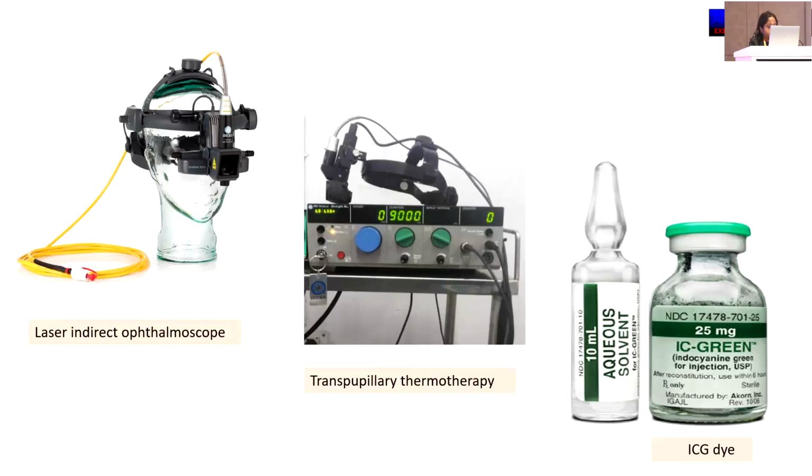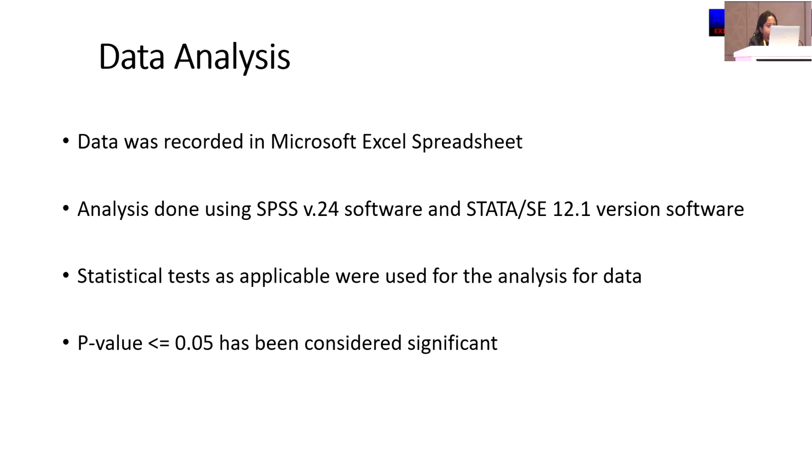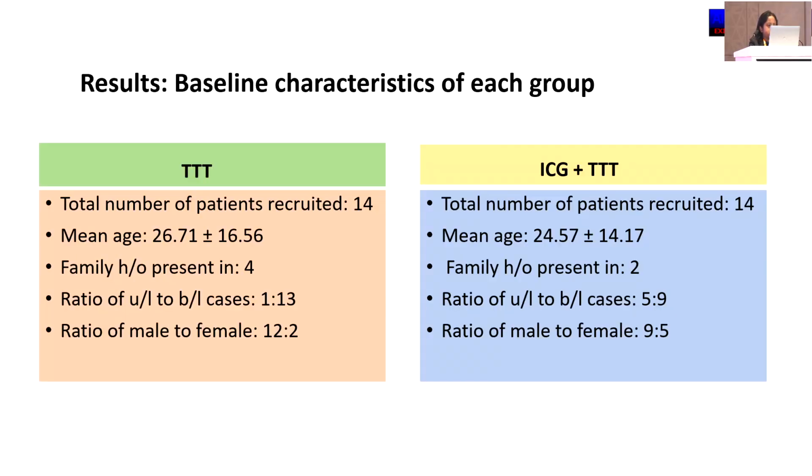These are some clinical pictures. The procedure includes a 3 mm spot diode laser of 810 nanometer infrared laser using a 20D lens projected onto the tumor, which heats up the tumor by 60 to 65 degrees, and then the energy and the duration of the TTT is increased till mild graying of the color is noted. In ICG-enhanced TTT, the dye is delivered intravenously 30 seconds before the laser treatment. Specific tests were applied for the data analysis. The baseline characteristics of each group were comparable.